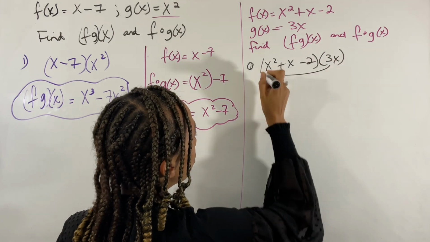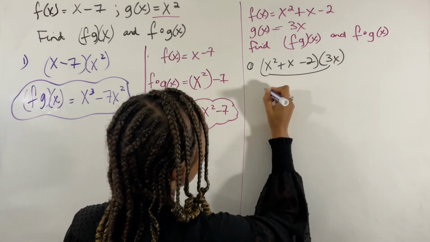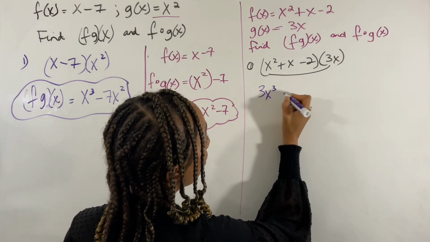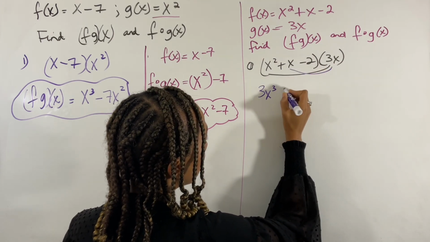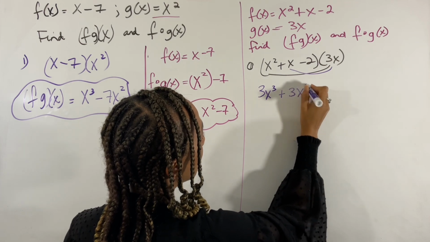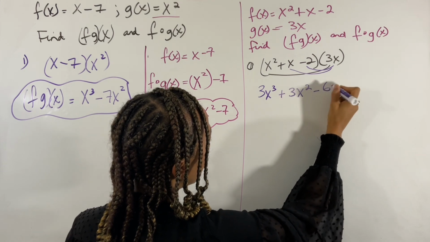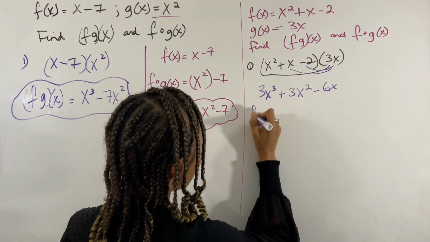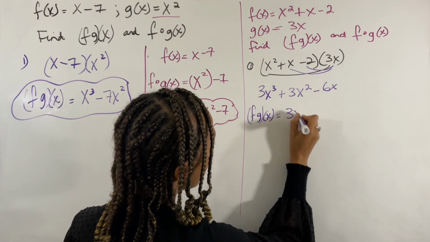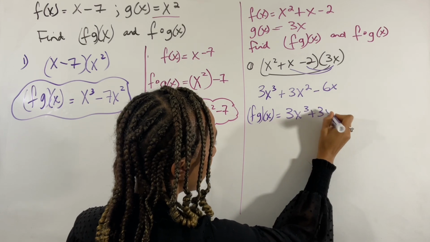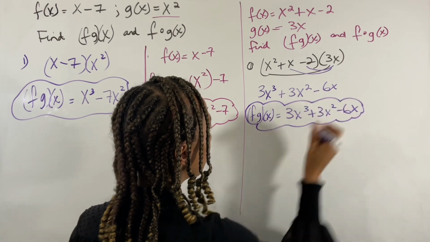We need to use our distributive property. And when we use our distributive property, we will end up with 3x to the third power, right? And we are going to also use our distributive property on this, so plus 3x to the second power, and then we're also going to use our distributive property, which is going to give minus 6x. So now we're going to write it as f g of x is equal to 3x to the third power plus 3x to the second power minus 6x. And that is your final answer.